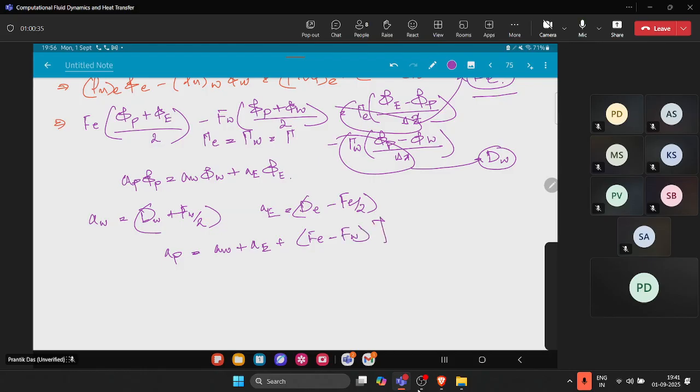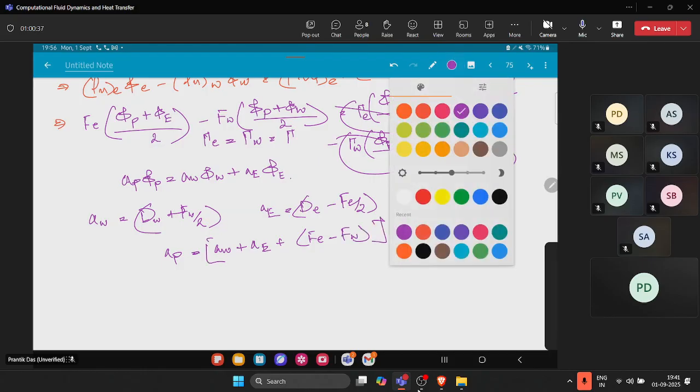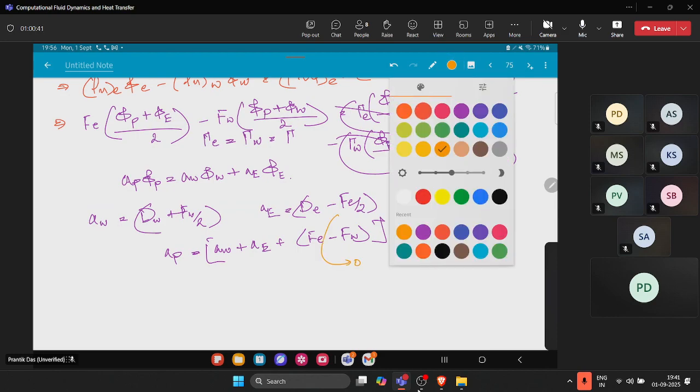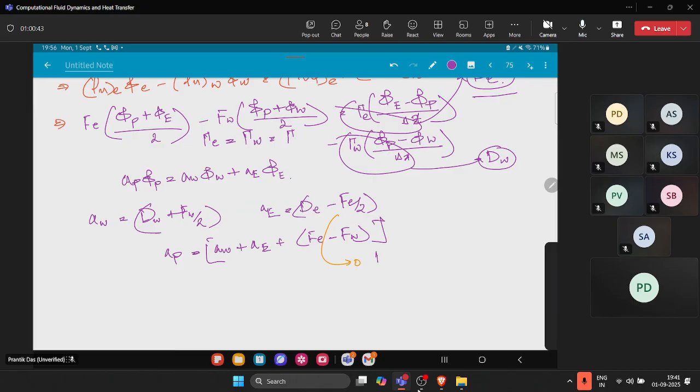Okay. Since we know that conservativeness is one of the things maintained in our case, this AP must be equal to AW plus AE because of conservativeness.